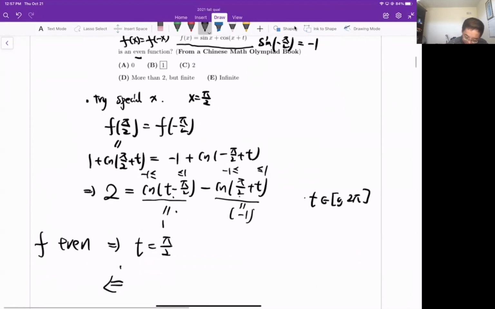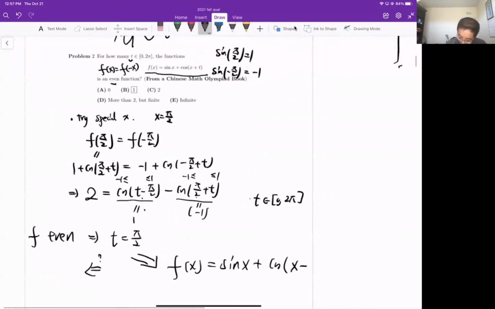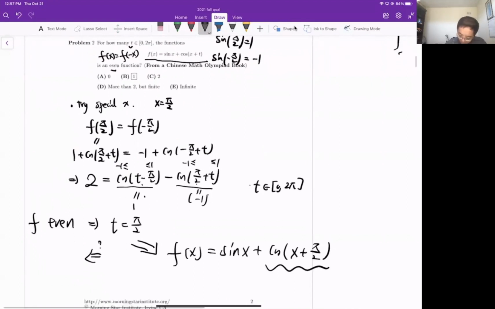But we need to check whether the converse is true. If t is pi over 2, is f actually an even function? If the answer is yes, then we have 1 value of t. If no, then the answer is 0, right? All right, so let's check. If t is pi over 2, we just get f(x) equals sine x plus cosine of x plus pi over 2. Now, we need to use a trigonometric identity. So what is cosine of x plus pi over 2? It equals sine x, but you should put a negative sign.